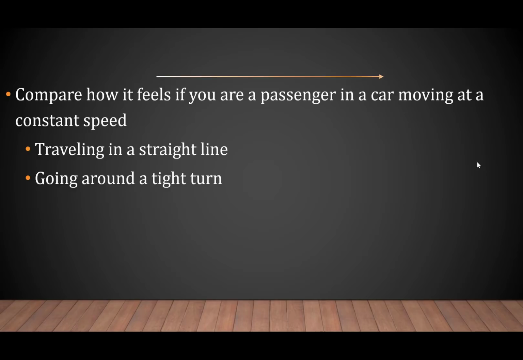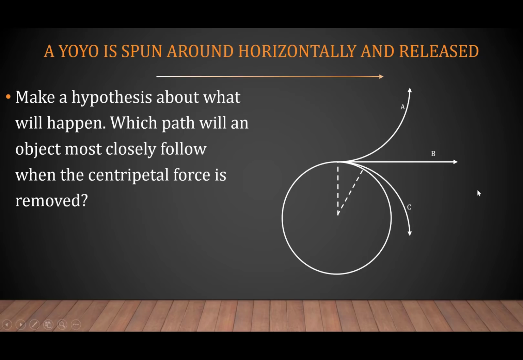So let's look at another scenario. A yo-yo is spun around horizontally in a circle at a constant speed, and it's released at the top of the path here. Make a hypothesis about what will happen. Which path will an object most closely follow when the centripetal force is removed? That is, when you release the yo-yo. Pause for a second and think about this one.